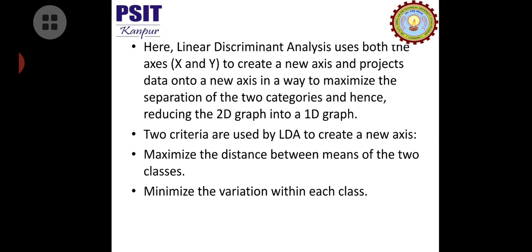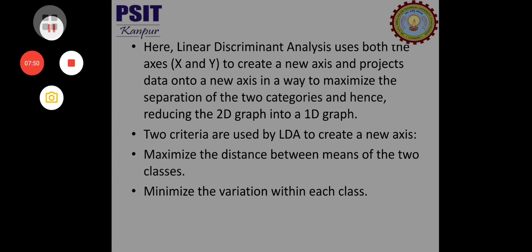Two criteria are used by LDA to create a new axis. How will you create a new axis with the help of these 2D axes? The first is maximizing the distance between the means of two classes, and the second is minimizing the variation within each class.